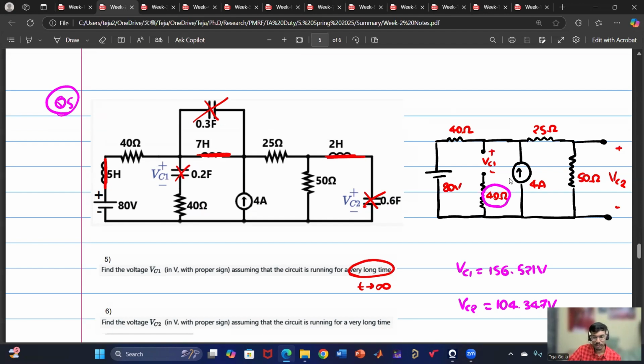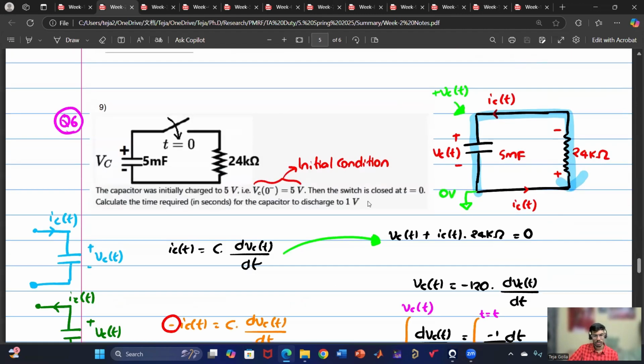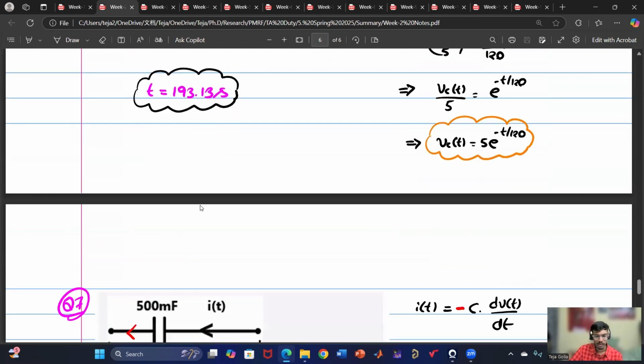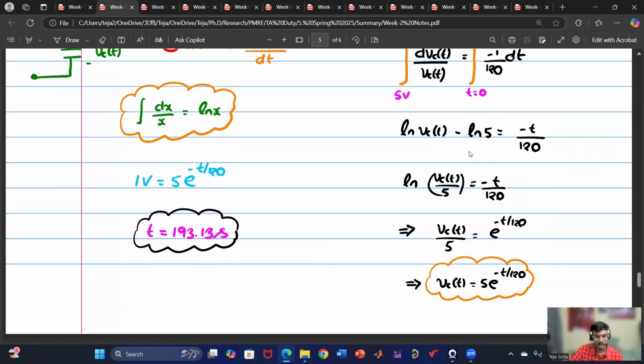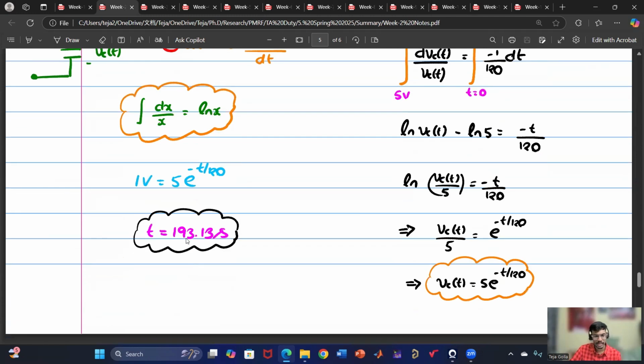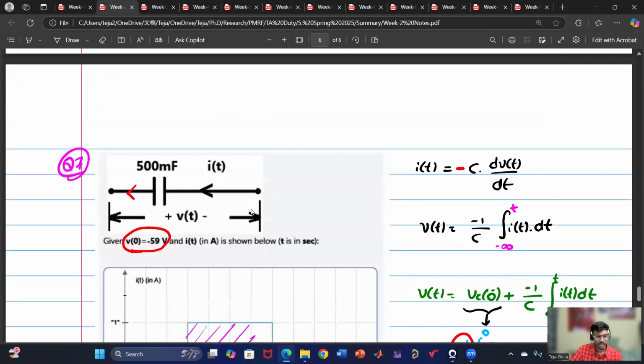Now it's just a circuit of resistors with voltage and current sources. Based on what we learned in week one, mesh analysis and nodal analysis, we have calculated VC1 and VC2. The last question is again about the time required for the capacitor to reach 1 volt. So first we have to get the capacitor voltage as a function of time. For that, we applied mesh analysis and got the differential equation. We integrated it and got the capacitor voltage as a function of time. Then we set the capacitor voltage to 1 volt and calculated the time, which gives us 193 seconds.